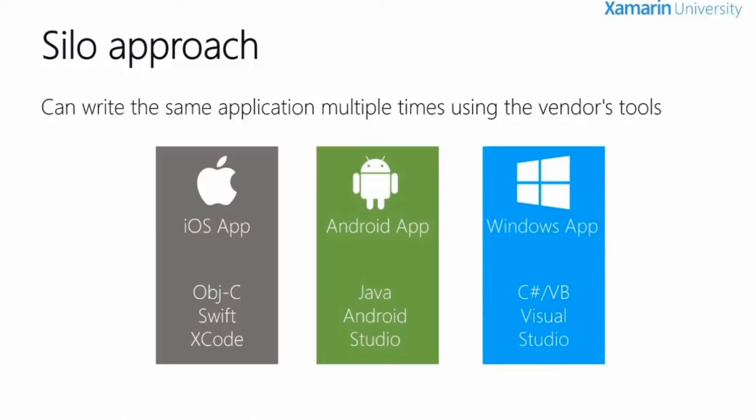We'll start with the silo approach. And this is very, very common, particularly for larger organizations. And this is where we write the same code 3 times, once per platform that we want to target. Each of these apps are going to be built using the vendor's tools and the vendor's languages, like Xcode and Swift, Android Studio and Java, or C# or Visual Basic and Visual Studio. Of course, there are some benefits to this approach. You'll get a fully native application, and you're able to fully take advantage of the platform and its nuances. Also, you're going to get great documentation from each vendor and the large community surrounding them.